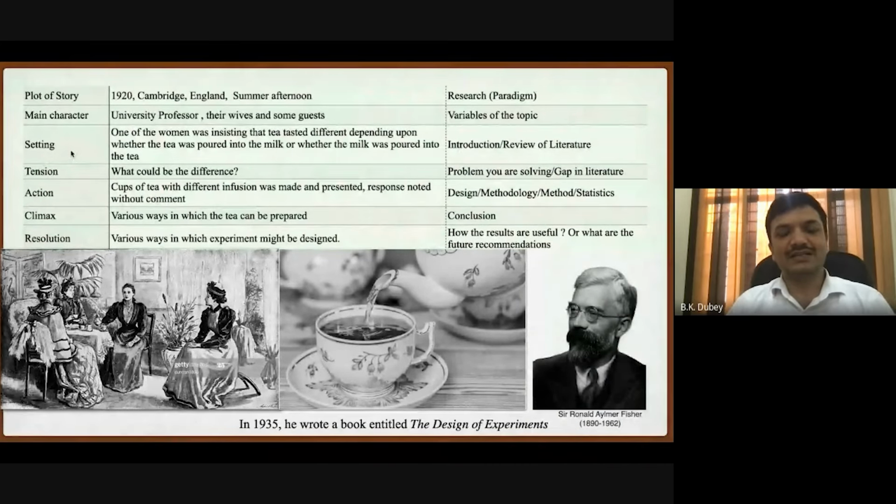Another is the setting, as I have already told. That means with the help of the introduction and the review of literature, you develop your setting, and with the help of the problem and the gap in the literature, you see what new thing you are going to add, how you are going to expand the body of knowledge, how you are going to solve the problem. For that, you take the help of the literature, right?